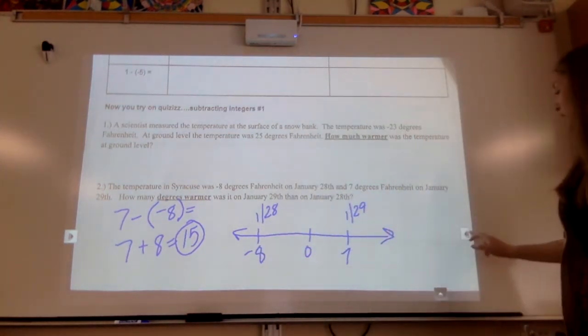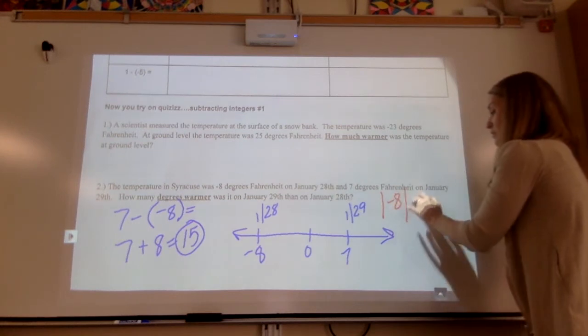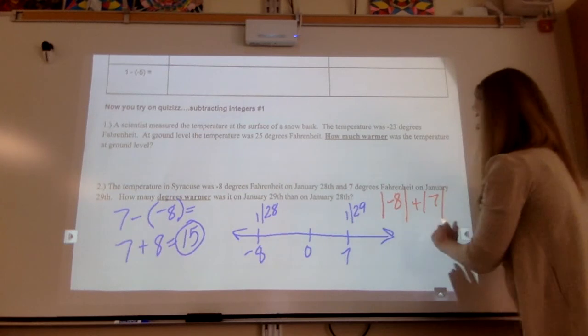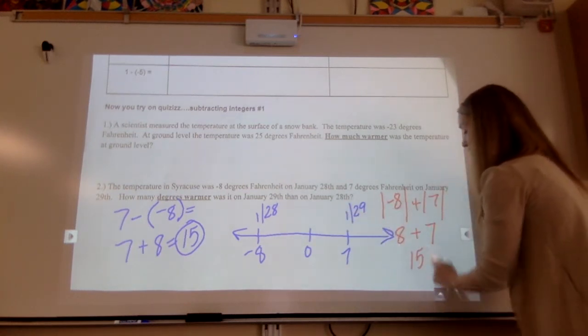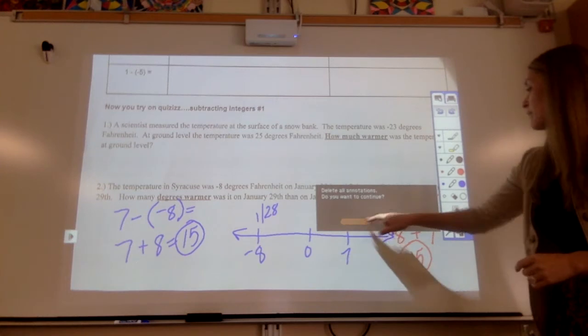Another way could have been using absolute value. So the absolute value of negative 8 plus the absolute value of 7. Remember, 7 is 7 away from 0. Negative 8 is 8 away from 0. That gives us 15. So we got 15 for both answers. All right. Hopefully you're feeling pretty good about this topic.